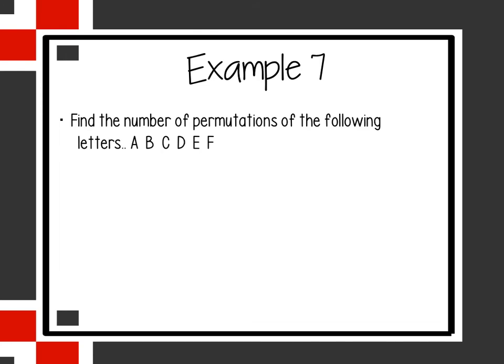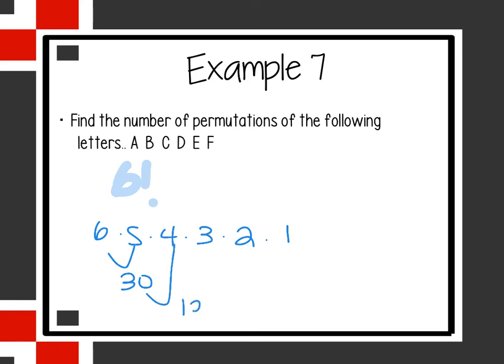If it says, find the number of permutations of the following letters, obviously if the word permutations is there, you already know it's in order. How many letters are there? 6. So this is 6 factorial. 6 times 5 times 4 times 3 times 2 times 1. 30, 120, 360, 720.